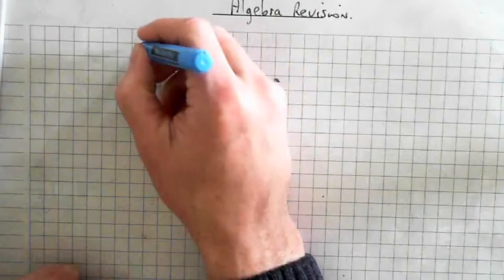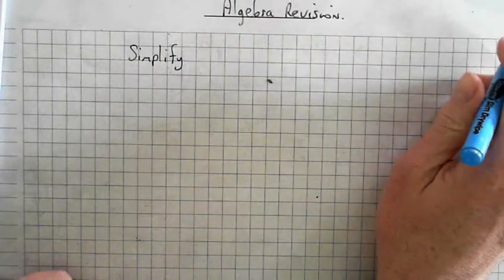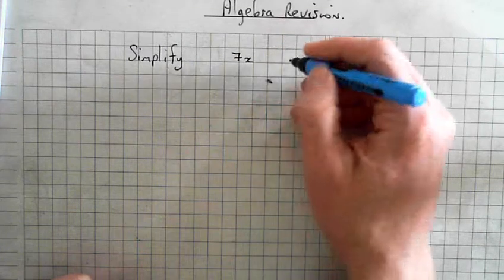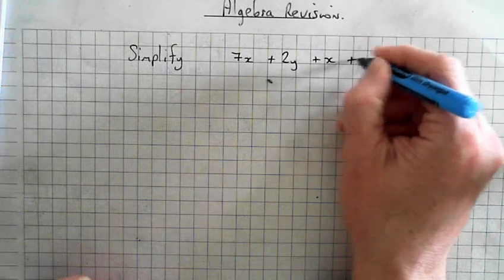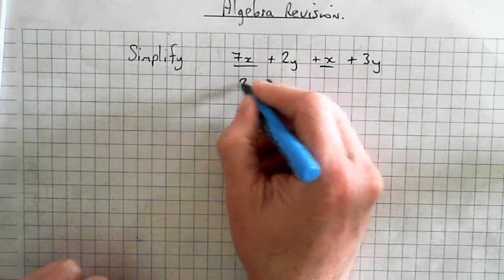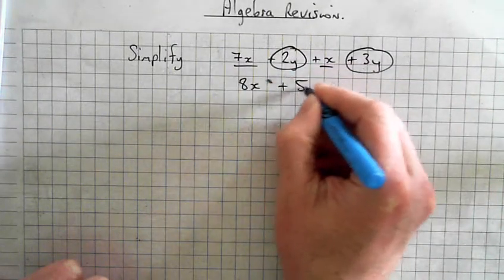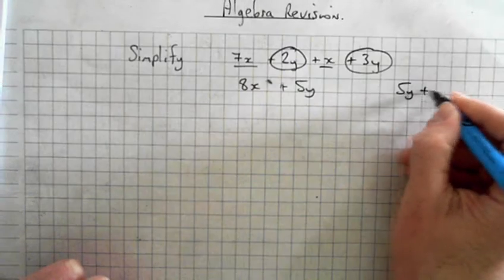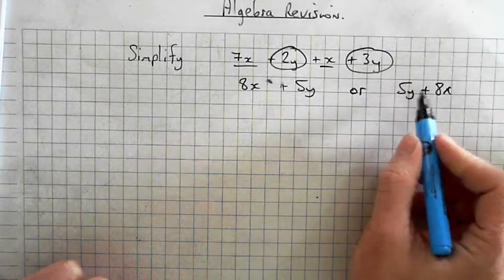Alright, the next one. What does the word simplify mean? If there are brackets, multiply. Otherwise, in this case, add what you can. What can we add? 7, 8, and then 5y. I can also write the answer as 5y plus 8x. It doesn't matter. Either answer is correct.